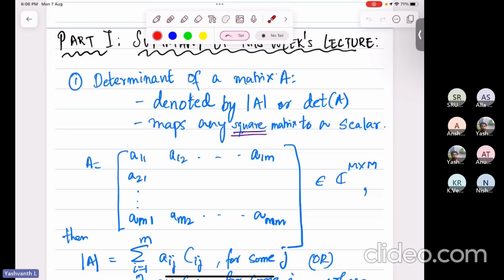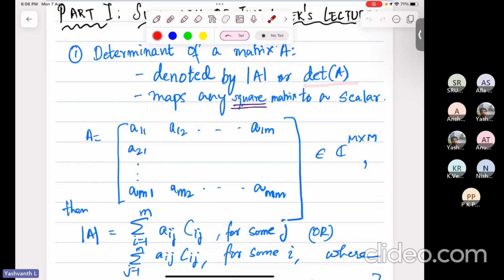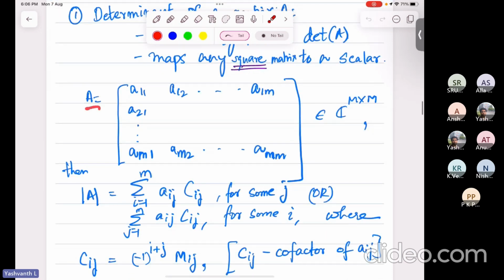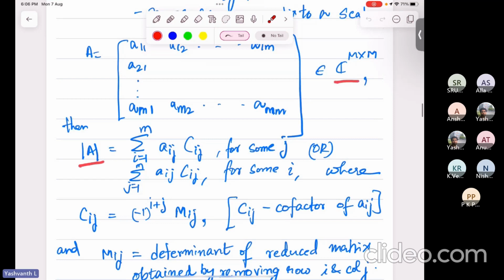Okay, so it's denoted by the two bars on the left and right side of the matrix, or you can also call it det of A. Both are synonymous, and it's a function that maps any square matrix to a scalar number. Note that determinant is defined only for a square matrix. For example, if I consider a matrix as shown here, which has m rows and m columns, so it's a matrix of m by m size, then you can define the determinant as something like this.